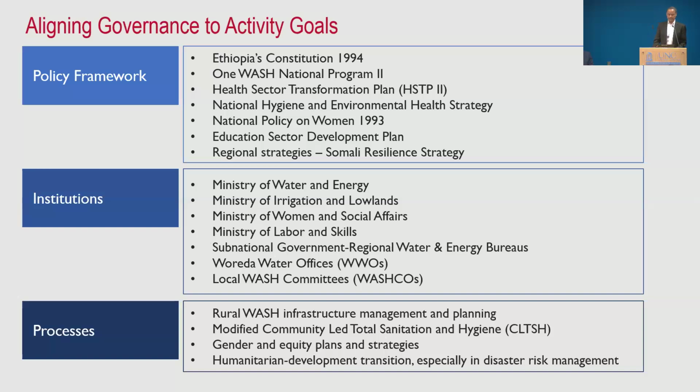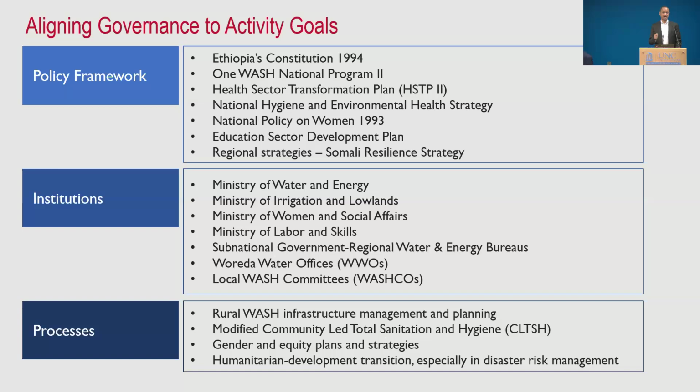Just to go through, in terms of WASH governance, with these 3 pillars: policy framework, institutions, and processes. Just like it was told from Kenya, Ethiopia also has the Constitution of 1994, which has 2 important articles. The first one is Article 44, which speaks about every citizen having the right to live in a clean and healthy environment.